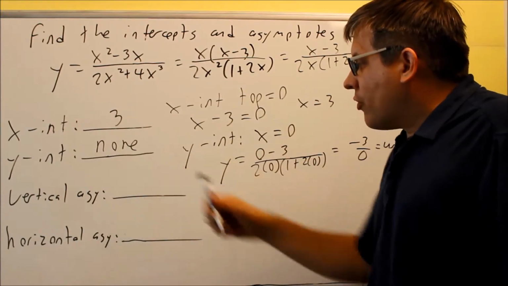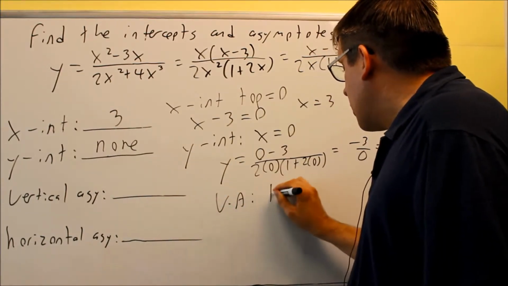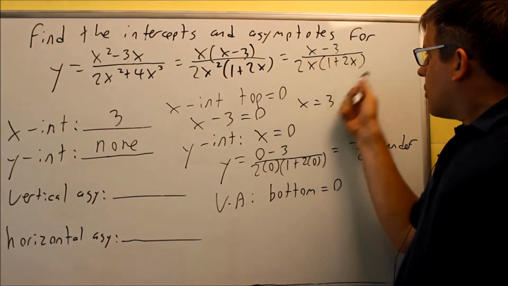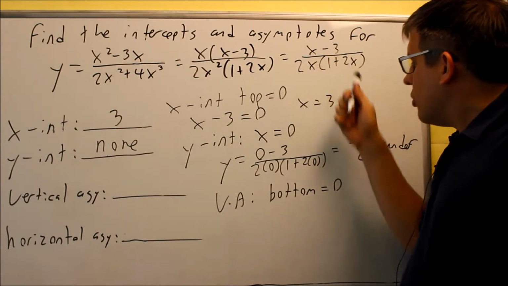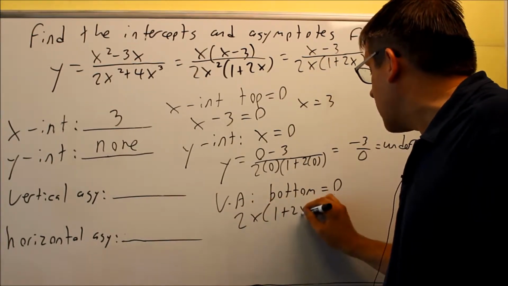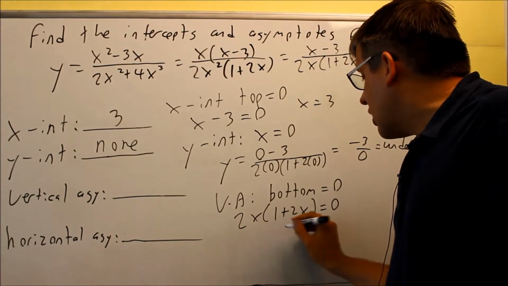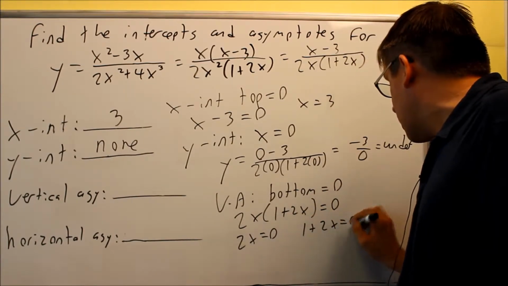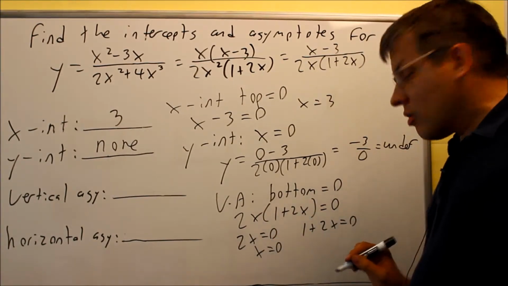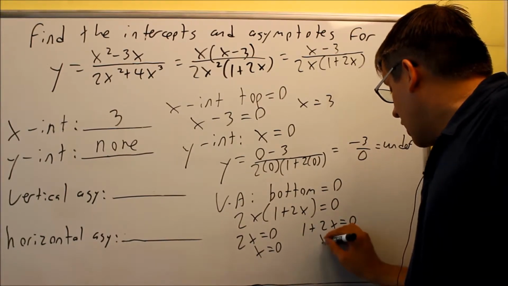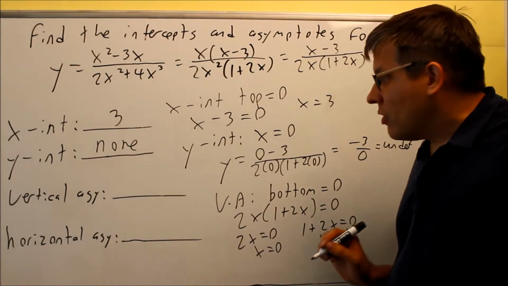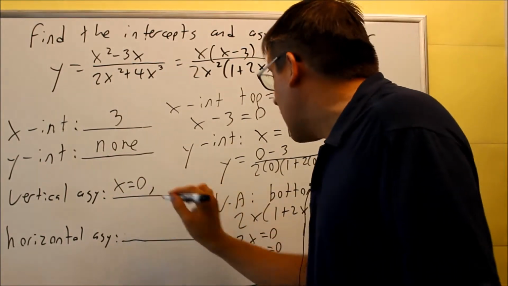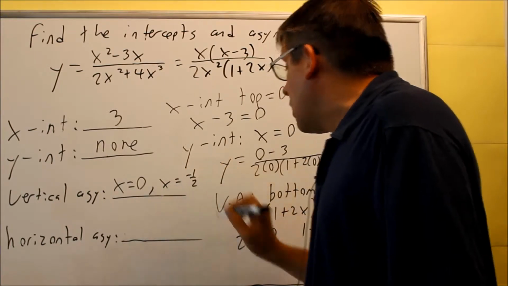For the vertical asymptote, you're going to take the bottom one and set the bottom equal to 0. You want to use this version, the one that's already been reduced. So 2x times 1 plus 2x equals 0. If you set each individual one equal to 0, you have 2x equals 0 and 1 plus 2x equals 0. This will give you x is equal to 0. This one here, if you solve it, you're going to get x is equal to negative 1/2. So when you write your answer, you got to make sure you put the x equals there as part of it. X equals 0, x equals negative 1/2.